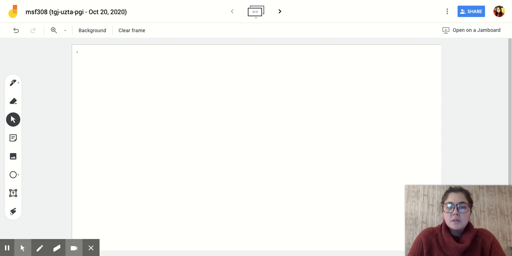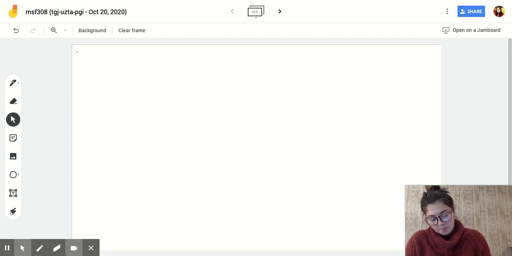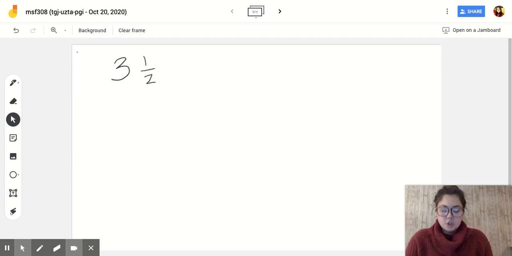Hi, fifth graders. So, yesterday you learned how to convert a mixed number to an improper fraction. So, really quick, let's just go over one of those problems one more time. If I'm going from a mixed number, say I have 3 and 1/2, and I want to change that into an improper fraction.